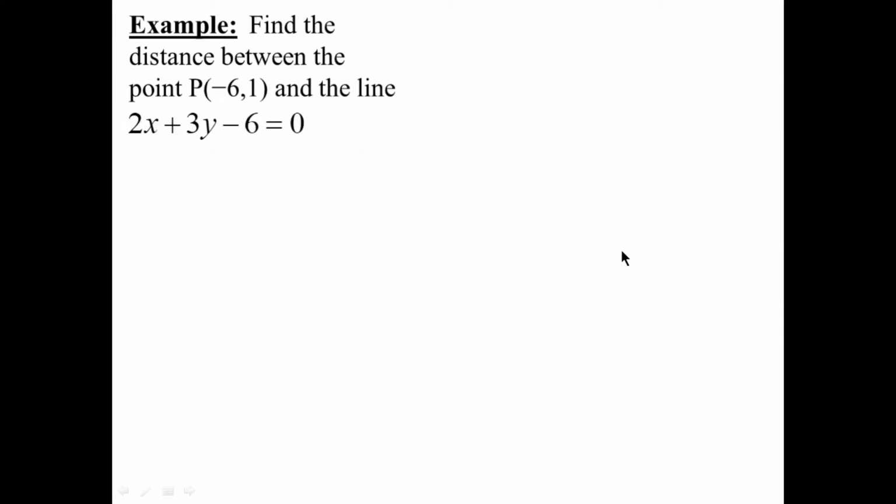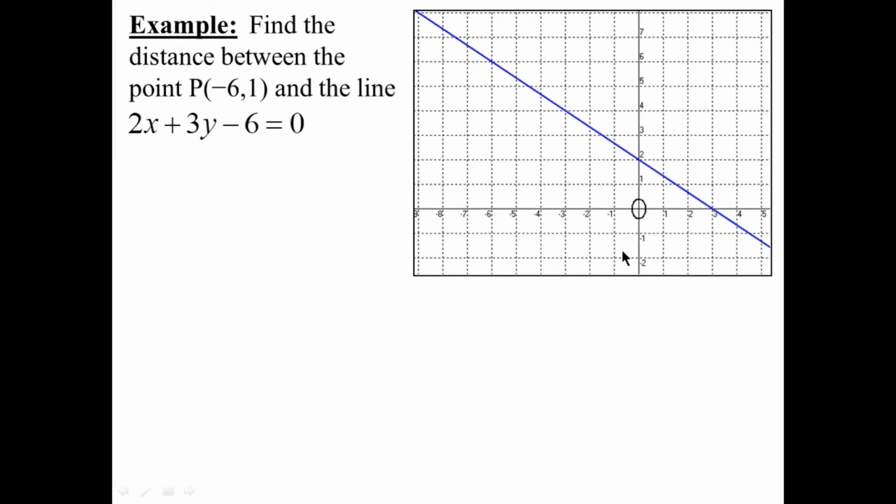But let's use it. Find the distance between an external point and a given line. I've graphed the line. If we drag 2x across and divide by 3, the slope of the line would be negative 2/3. And we can see that, yes, if I pick a point, say here, it drops 2 and runs 3, so the slope is negative 2/3. And if I drag the minus 6 over and divide by 3, the y-intercept would be 2, and yes, the y-intercept is 2.